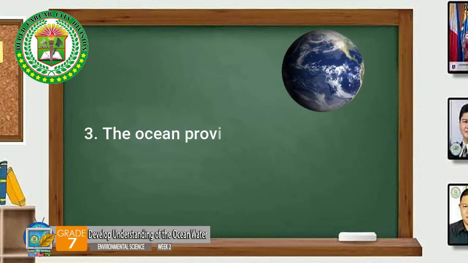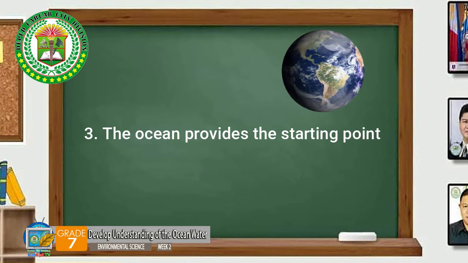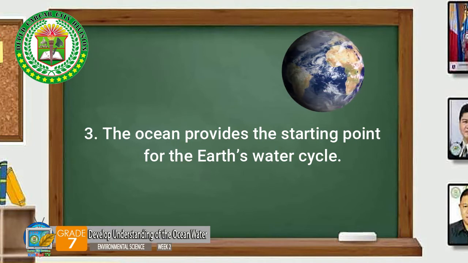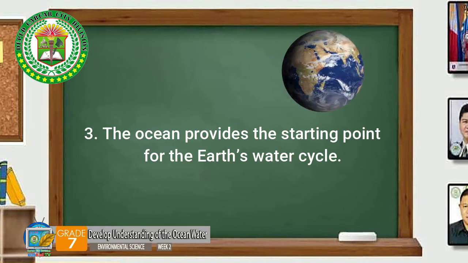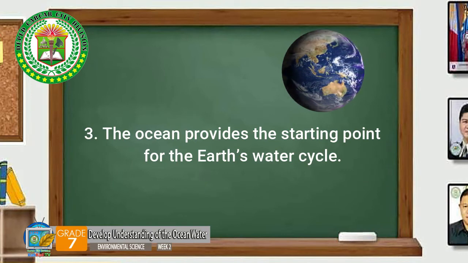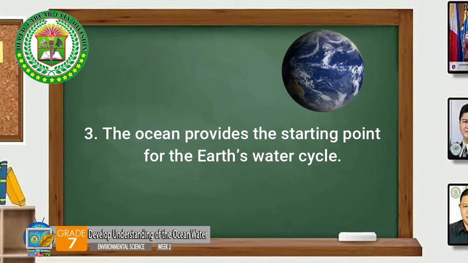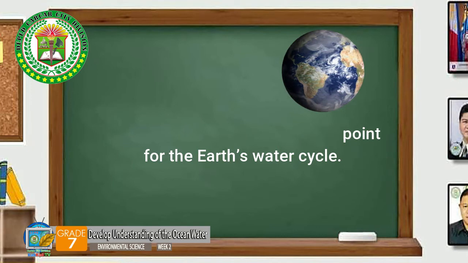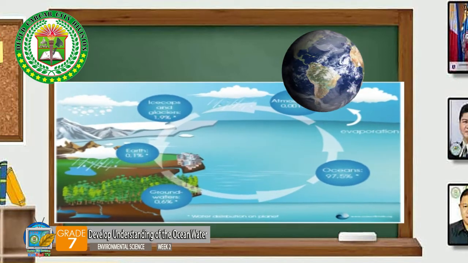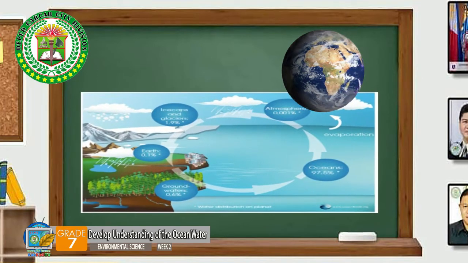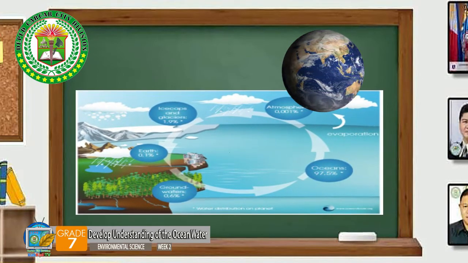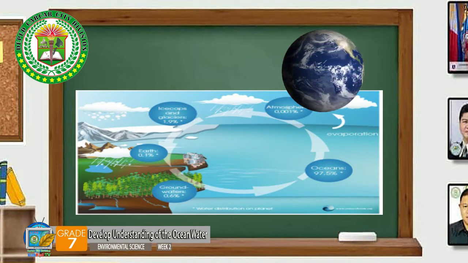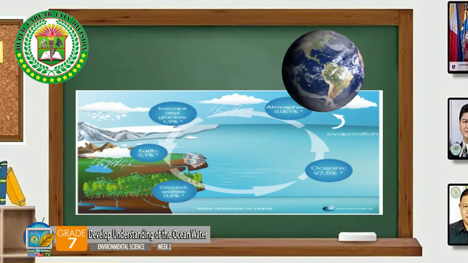Third, the ocean provides the starting point for the Earth's water cycle. Most of the water that evaporates into the atmosphere initially comes from the ocean. This water, in turn, falls on land as precipitation. It creates snow and ice, streams and ponds, without which people would have little fresh water.